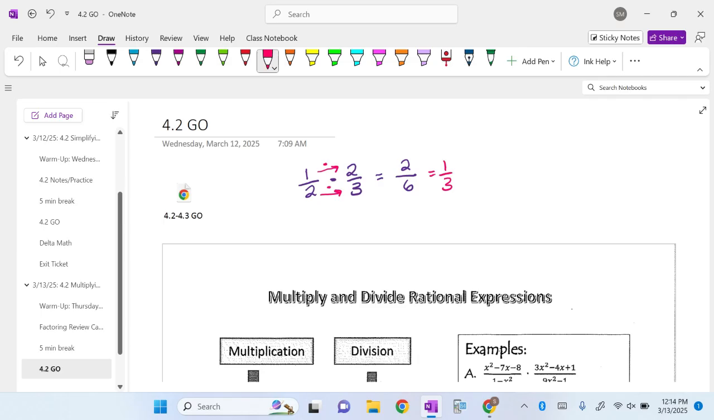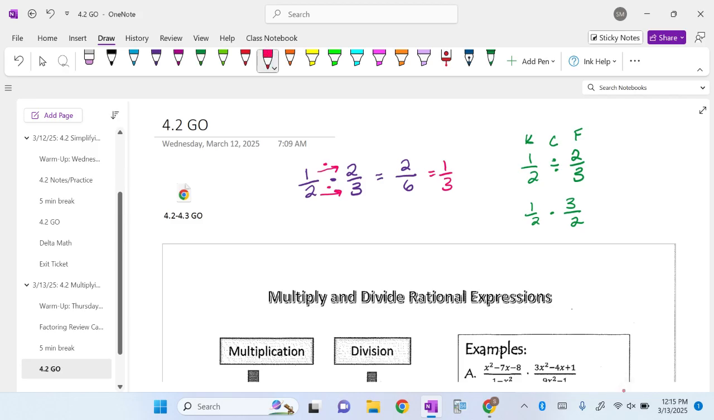Now, what if I asked you to divide them? So you do 1/2 divided by 2/3. How do you divide fractions? Not quite. I'll give you guys a hint. Kentucky Chicken Fried. KCF. What does KCF stand for math-wise? Keep, change, flip. Good. So we keep the first fraction, change the division sign to multiplication, and flip the other fraction. So this would be 1/2 times 3 over 2.